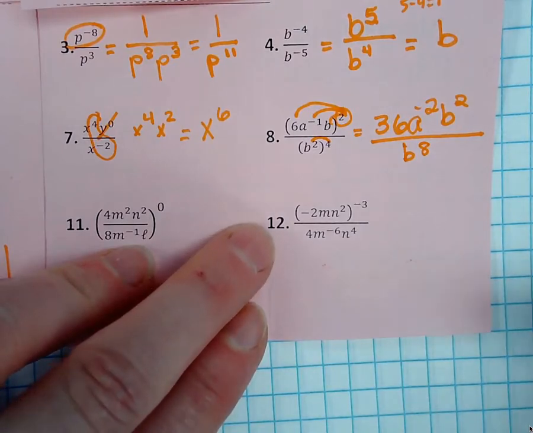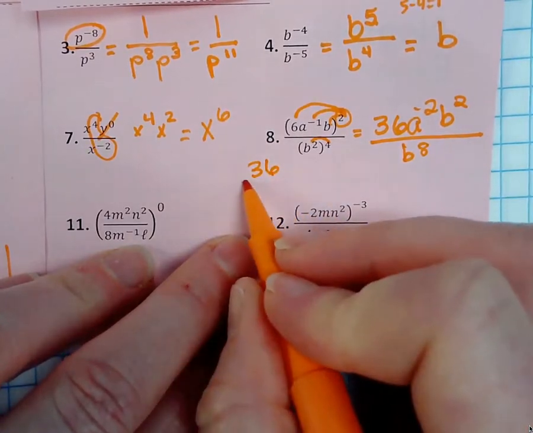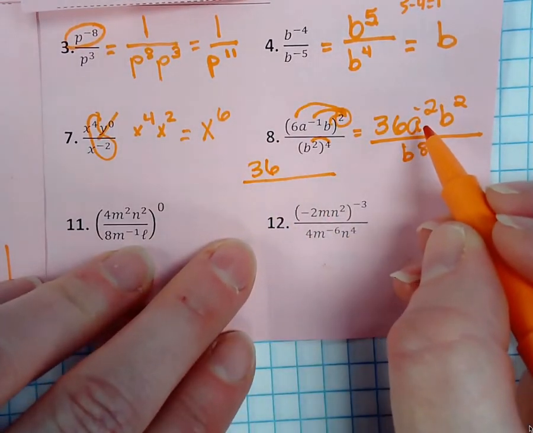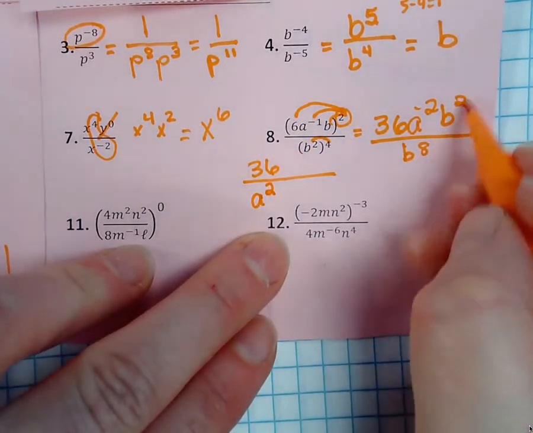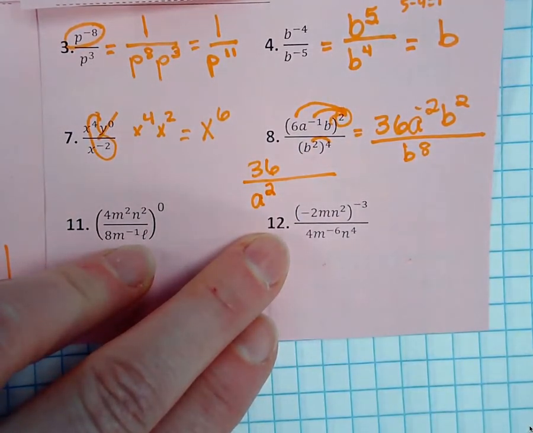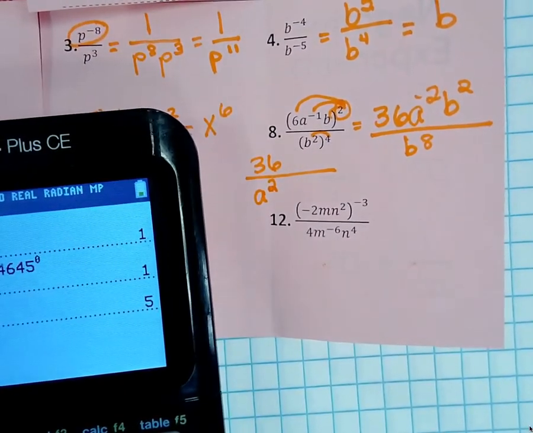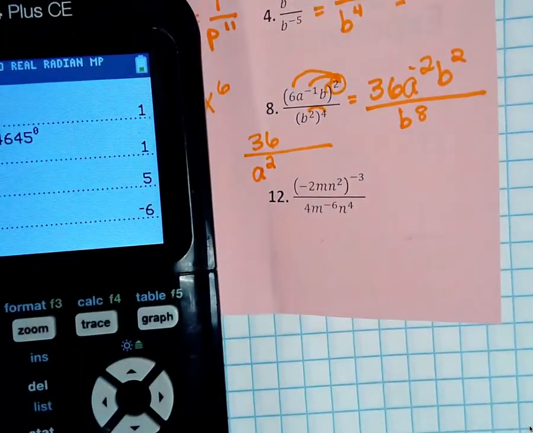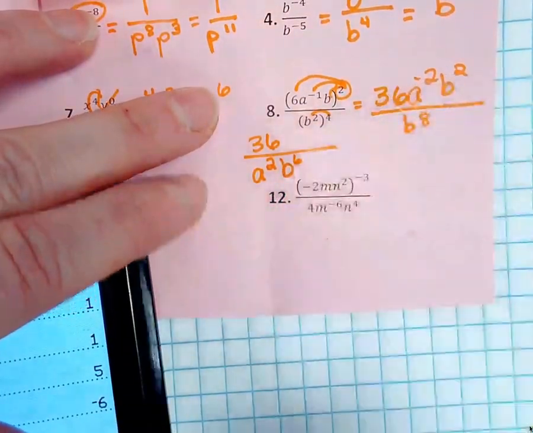We're not done yet, though. 36 is going to stay on top. Where's the a squared going to go? The bottom. And what about this b? b to the 2 and b to the 8. Subtract them. What's 2 minus 8? Negative 6. So where is it going to go? The bottom. So b to the 6 will go on the bottom.